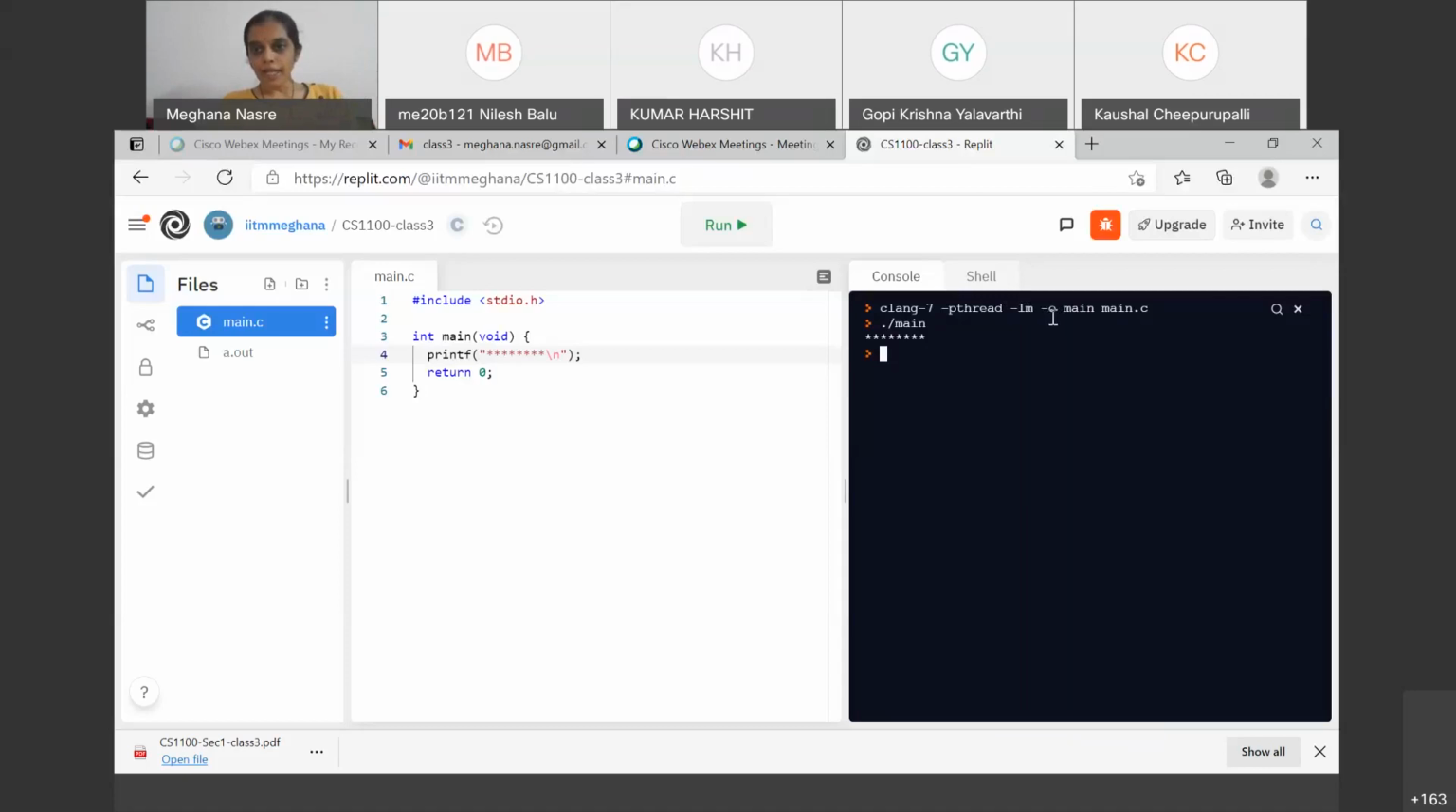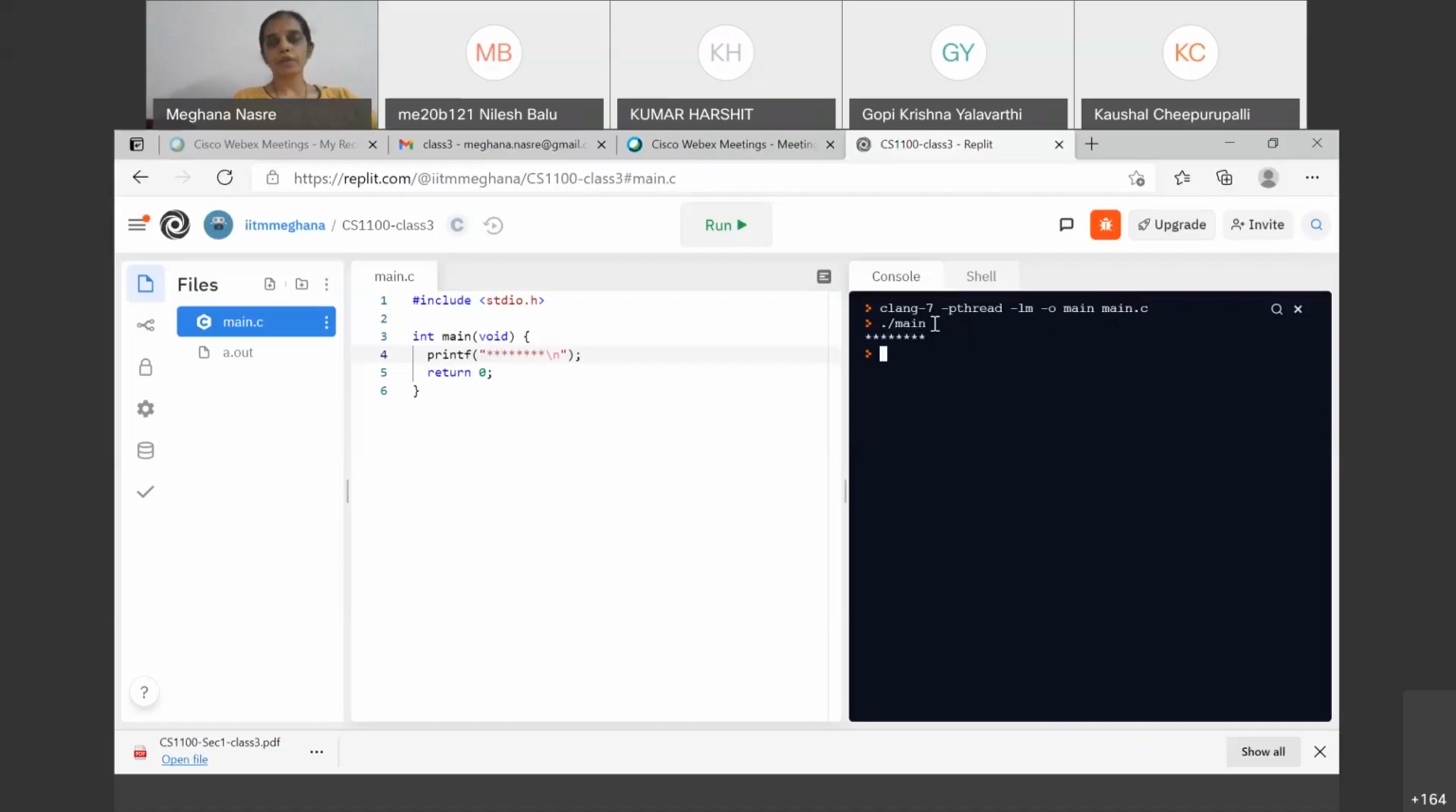And what is -o? It is telling that the output of this should not be a.out, which is the default, but it should be in an executable file which is called main. And that is why it is giving that as the parameter. And then finally it is saying compile the program, which is called main.c. So this is how it works. And therefore, when it executes the program, it is doing ./main instead of saying ./a.out.